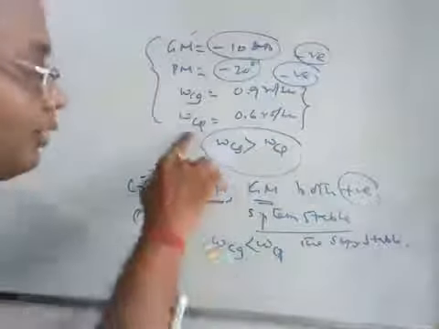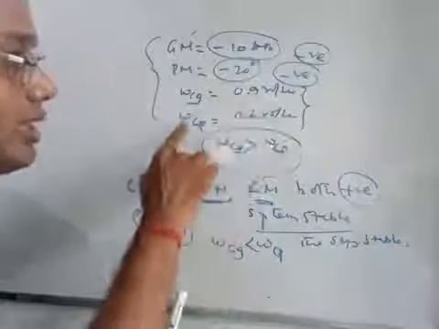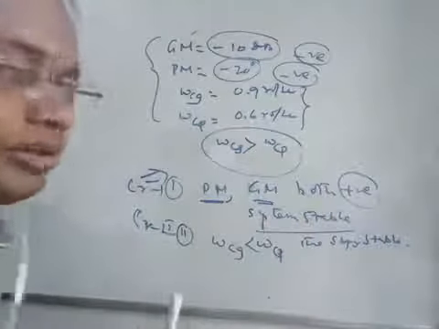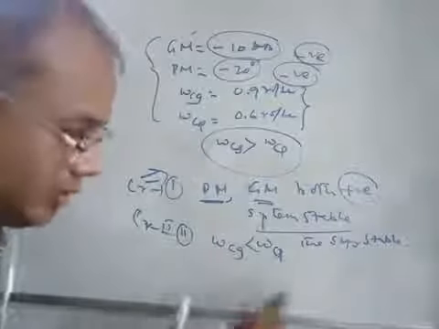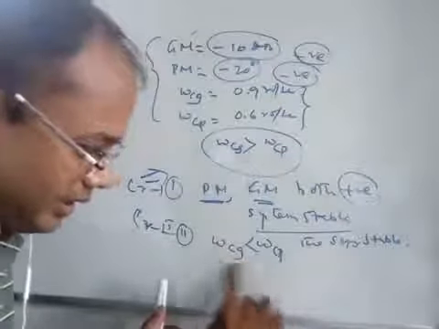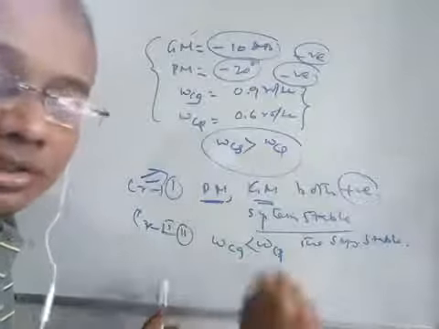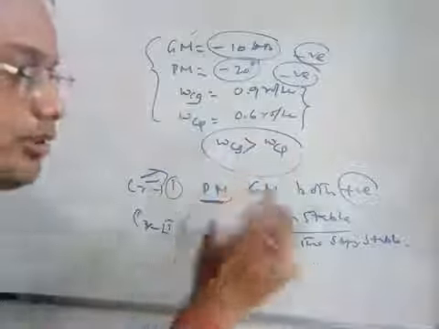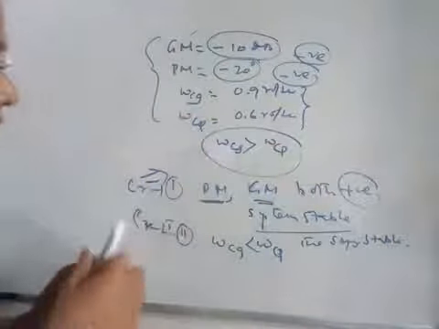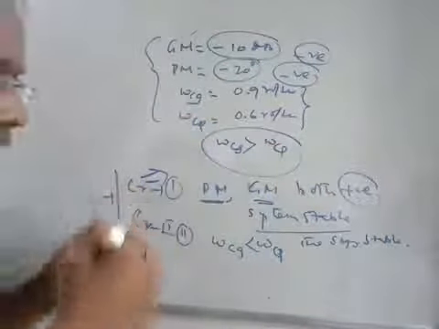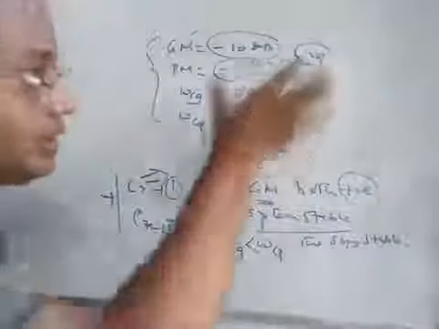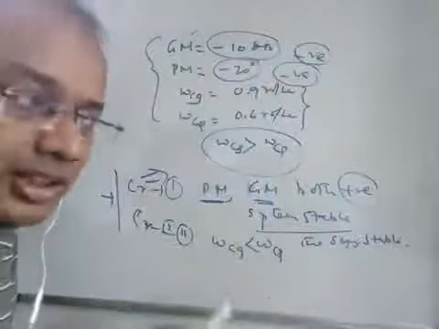Next thing is omega Cg, what is that? 0.9. Omega Cp, 0.6. So omega Cg is greater than omega Cp. That means the gain crossover frequency is greater than the phase crossover frequency. But the condition of stability is that the gain crossover frequency must be less than the phase crossover frequency. Since this is not happening here, the system is unstable again. So by both criteria 1 and criteria 2, the phase margin and gain margin criterion and the gain crossover and phase crossover frequency criterion, this is validated. So that is very simple.